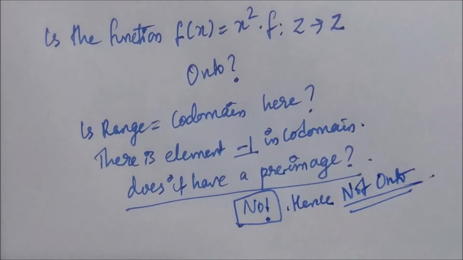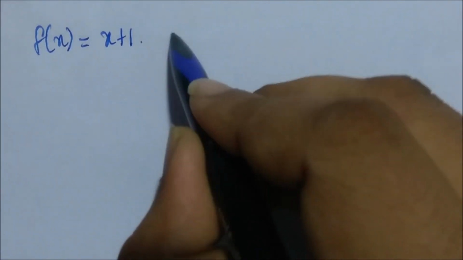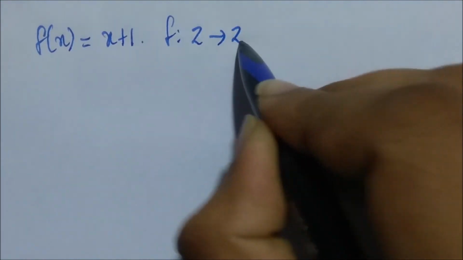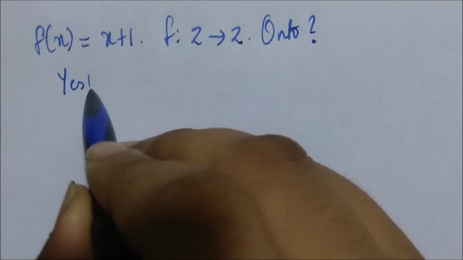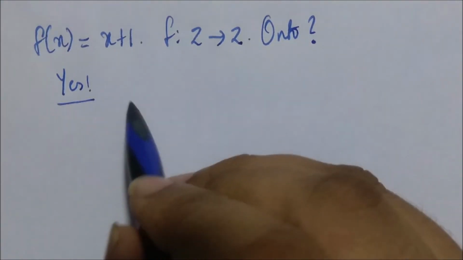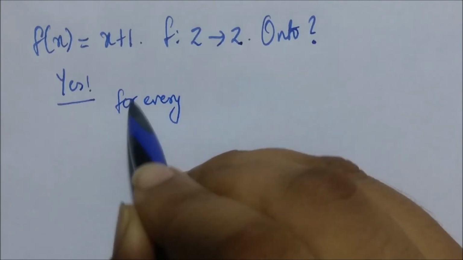And hence f of x equal to x square, where the function f is from the set of integers to the set of integers, is not an onto function. Now let's consider another function f of x equal to x plus 1, where f is from set to set, again the set of integers to the set of integers. Is it an onto function? So here, whether range is equal to codomain? Turns out to be yes, it is an onto function. So how will we prove it?